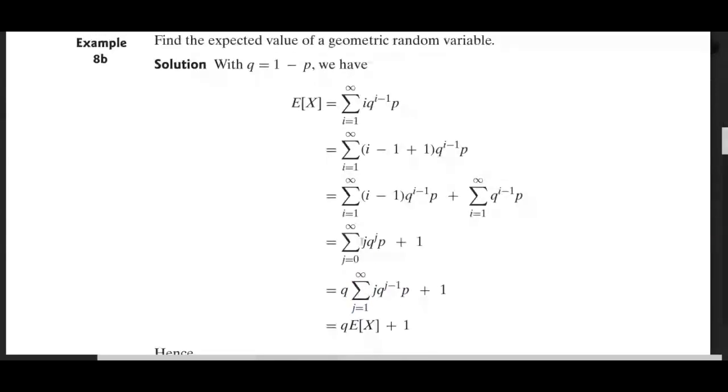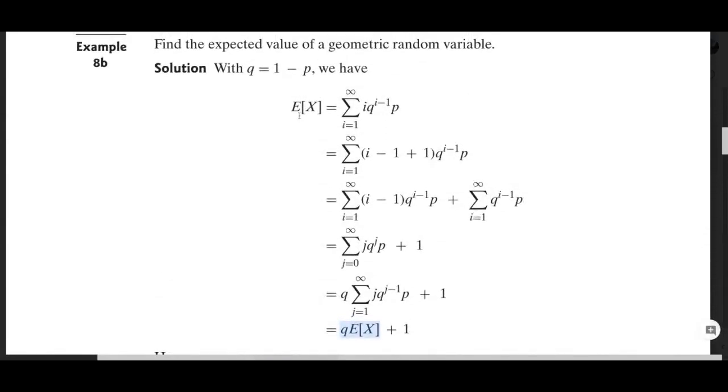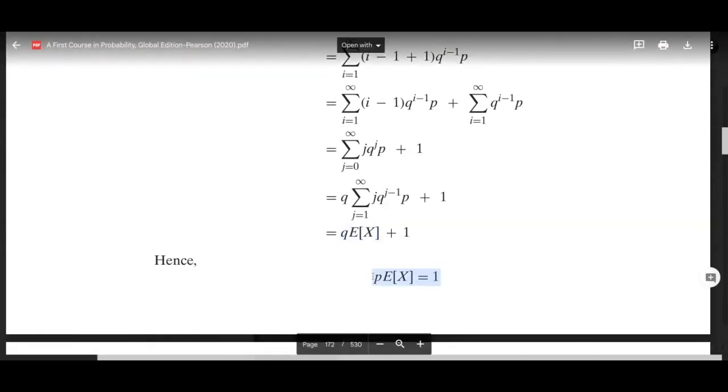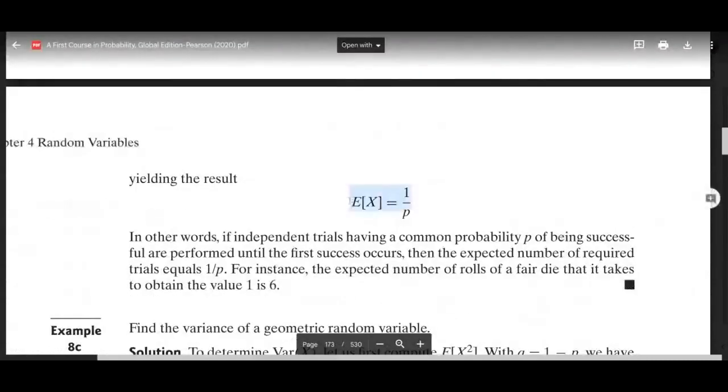So what do we get? We get the expected value of the geometric random variable equals 1 plus q times this. Well, if we move this one to the other side, factor out E of X, so we have 1 minus q, which is p. So that means p times E of X equals 1. So that means expected value equals 1 over p. Fantastic.